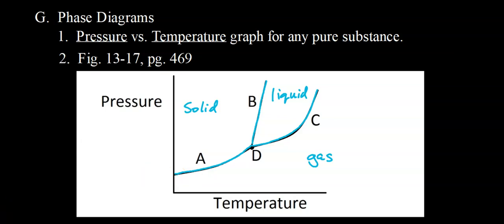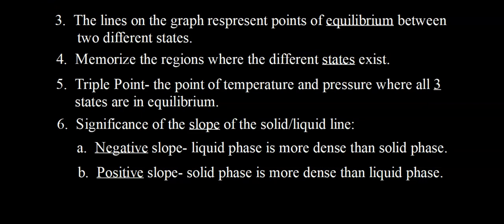So if each line represents the equilibrium between two states of matter, what about point D here, where all three of these lines intersect? This is known as the triple point, and this is where the substance exists in all three states of matter. So we'll look at water's triple point in just a bit, but that's what letter D represents. All right, if you didn't get a chance to fill in some blanks, here they are.